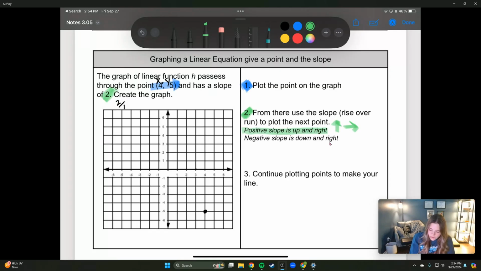So that's a positive slope, and it tells me here that a positive slope is up and right. A negative slope goes which direction? Down and right. Okay? So I'm going to start from that point that I did. I'm going to go up 2, over 1. Up 2, over 1, and there you go. You have created your linear function. You've graphed it, and you're done.